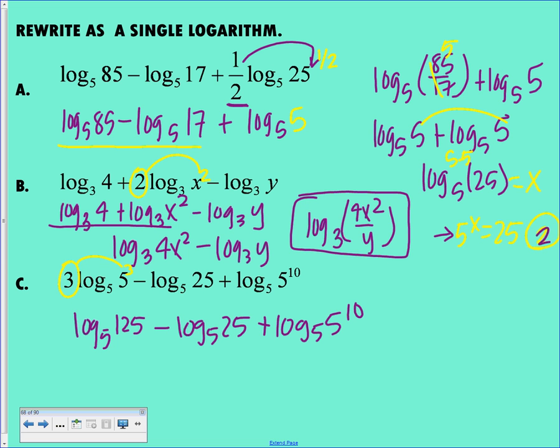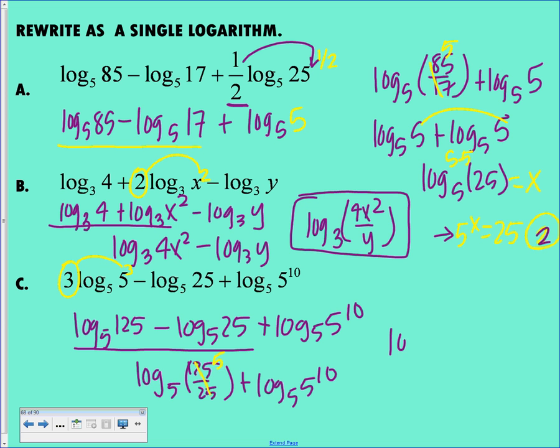Okay, again, you're starting from left to right. So this first piece, okay, subtraction is like division. So I've got log base 5 of 125 divided by 25. And then I've got plus log base 5 of 5 to the 10th. Okay, so this part over here, 125 divided by 25 is 5. So now I've got log base 5 of 5. Well, log base 5 of 5, I'll rewrite that for you. Log base 5 of 5 plus log base 5 of 5 to the 10th.